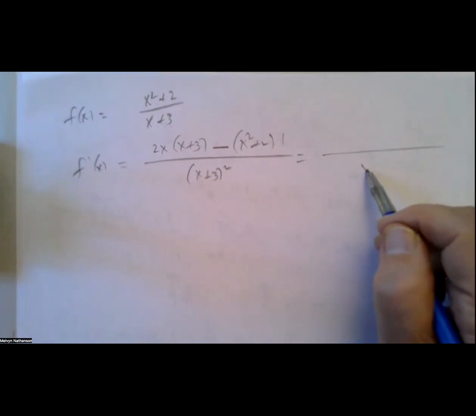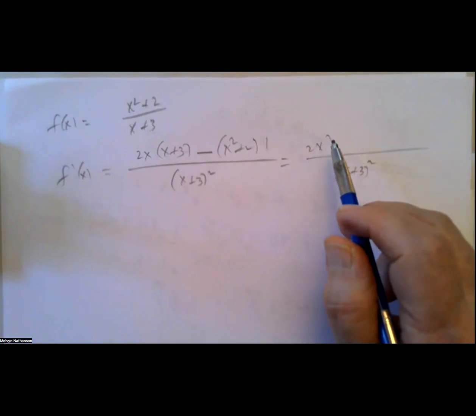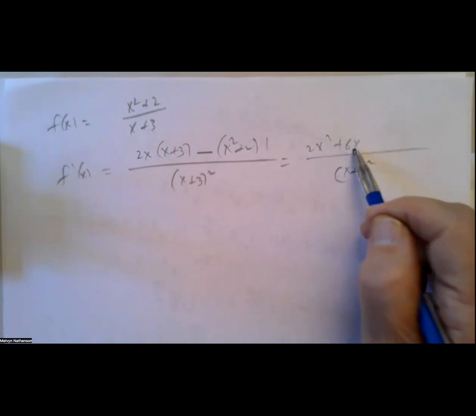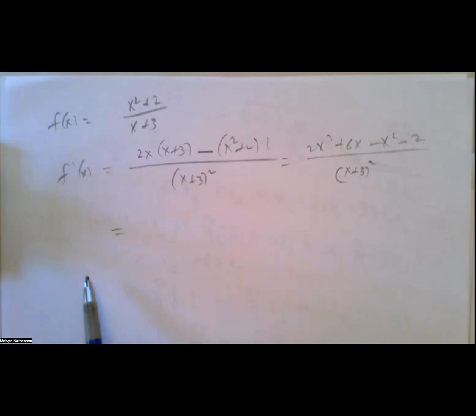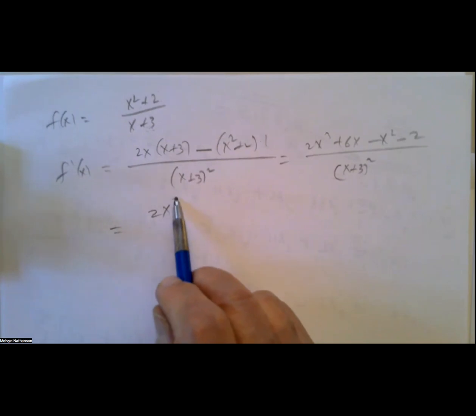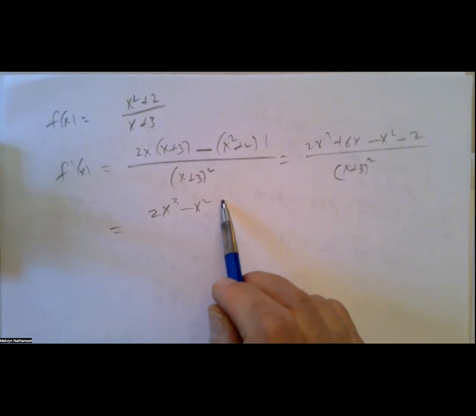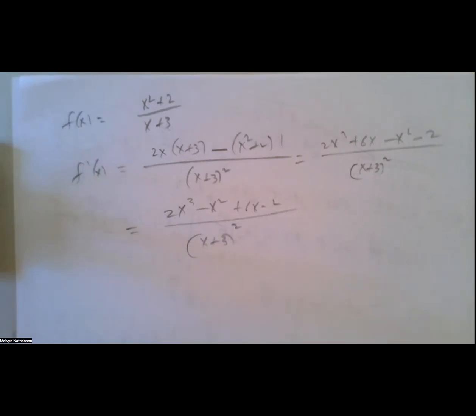So what we get is, this is over x plus 3 squared, 2x cubed plus 6x minus x squared minus 2. So if I put this in the usual way of writing a polynomial with decreasing powers, 2x cubed minus x squared plus 6x minus 2 over x plus 3 squared. So here I have a rational function, a quotient of polynomials, and when I differentiate it, I get a new rational function.